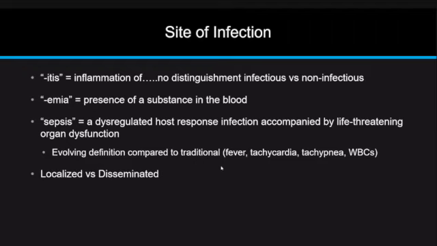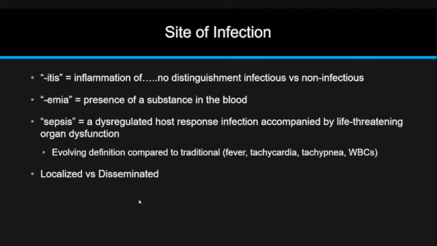So traditionally, there were criteria that had to be met to say somebody was septic. They had to have a certain fever or hypothermia. They had to have a certain heart rate and respiratory rate and a certain number of white blood cells. Not anymore. Okay? So that's the old traditional definition, which has been morphing over the last several years. And when we talk about sites of infection, is it localized or is it disseminated? Okay? That is an important distinction to make.